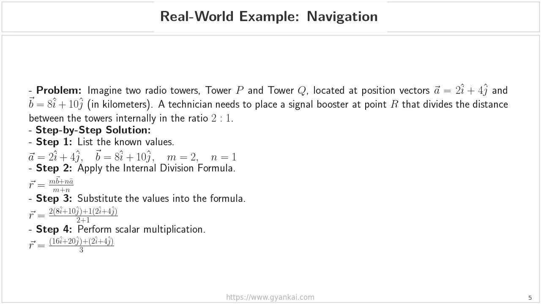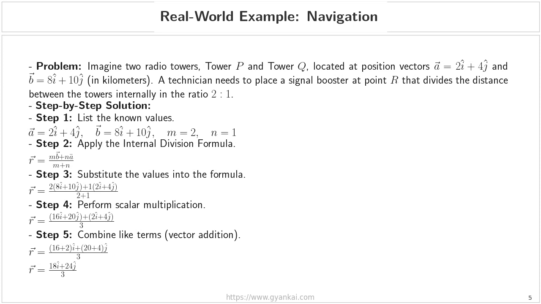In step 4, we perform the scalar multiplication. We distribute the 2 into the first vector and the 1 into the second. This results in vector r equals the quantity 16 i hat plus 20 j hat, plus 2 i hat plus 4 j hat, all divided by 3. In step 5, we combine the like terms through vector addition. We add the i hat components together and the j hat components together. This simplifies our expression to vector r equals the quantity 18 i hat plus 24 j hat, all divided by 3.